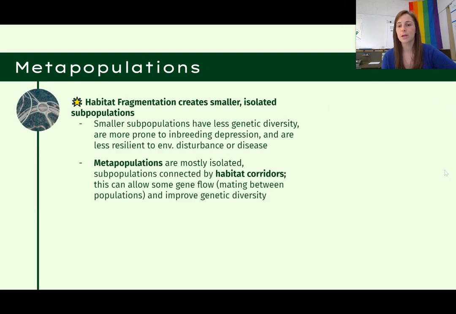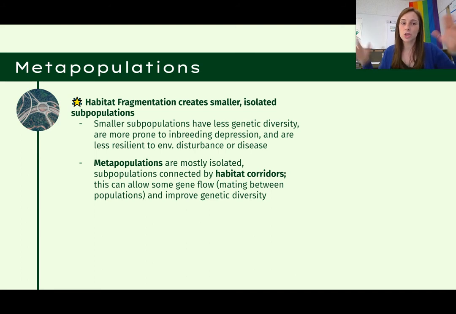So now let's talk about something known as metapopulation. So I just talked about habitat fragmentation causing smaller isolated areas, which is going to lead to smaller isolated subpopulations. These smaller subpopulations are going to have less genetic diversity. They're going to be prone to inbreeding depression. They're going to have less resilience to environmental disturbances or disease. They're probably going to be crowded together, or they're going to die. And what this is going to end up causing is metapopulations.